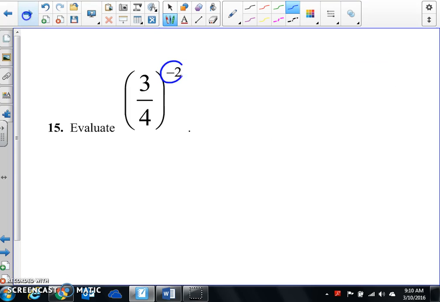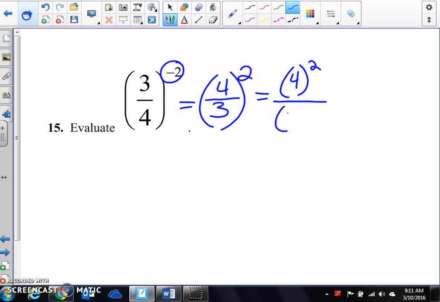All right, if I have a negative exponent outside, the first thing I do is flip what's inside the parentheses. Then now it's positive. So once again, I would say 4 squared over 3 squared. 4 squared is 16, 3 squared is 9.